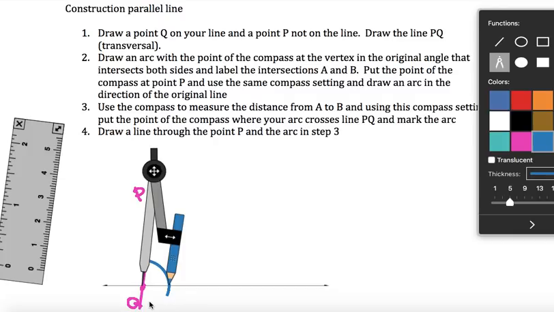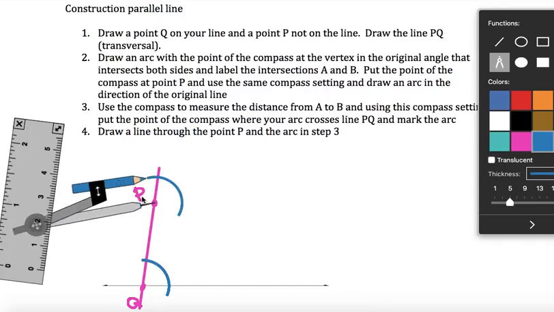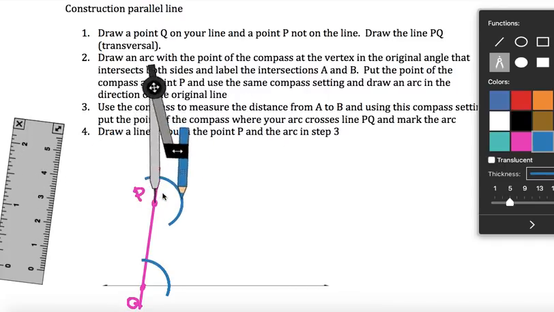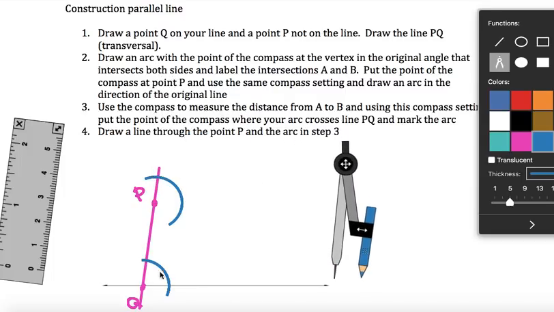from intersection Q, and I'm going to take that same compass setting and put my point on P. Once I do that, I want to draw the same arc from the other point. So now that I have done the original arc and a new arc, I'm really copying this angle at Q to be the same angle at P.